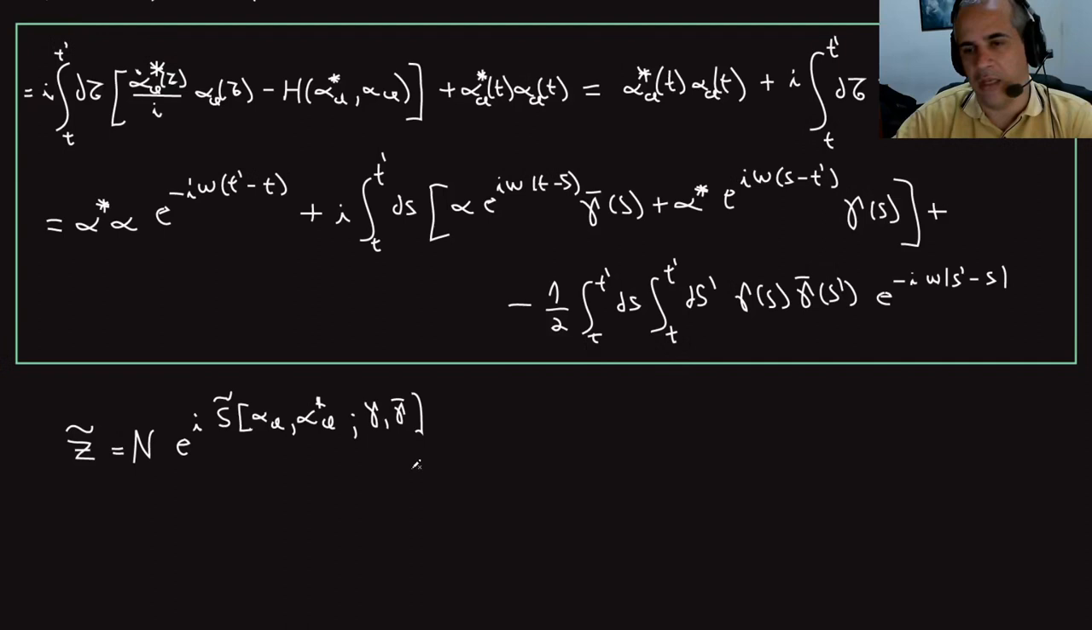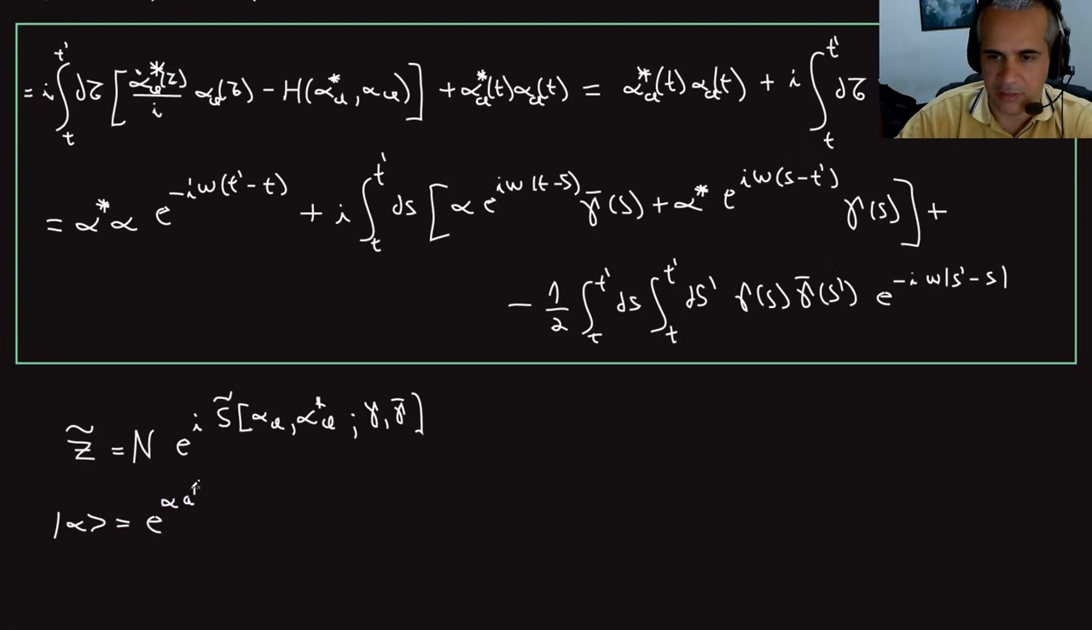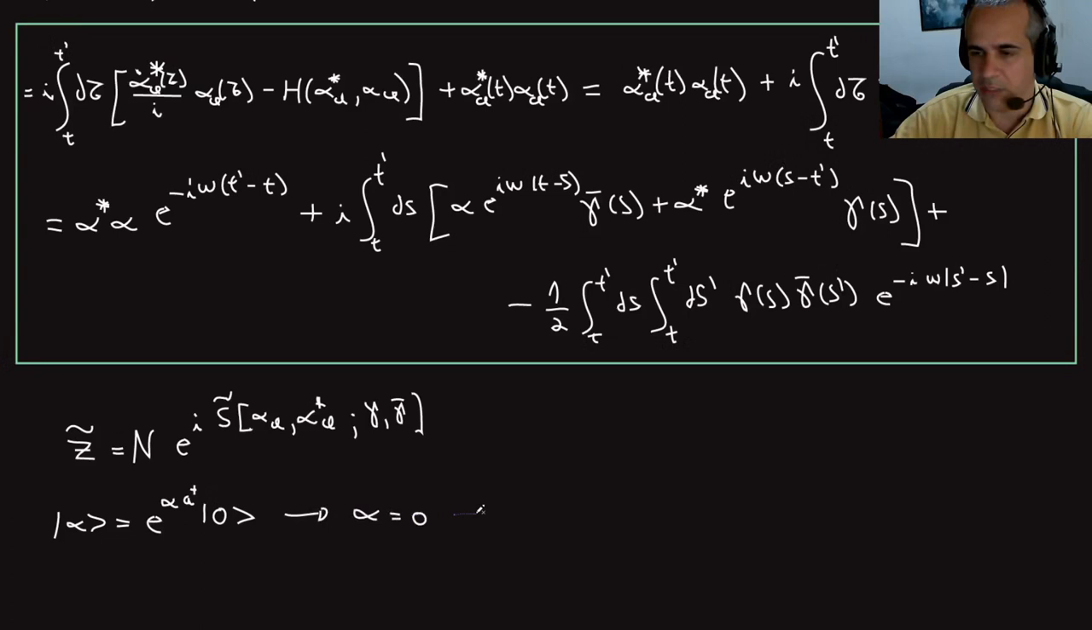And now let's choose some initial and final states to be able to compare this with the previous result. I'm talking about the same system. I'm just using different variables to describe it. Instead of using position, I'm using this harmonic phase space. So let's think a little bit about it. What is the final and the initial state? If I take the definition of alpha as the exponential of alpha a dagger acting on zero, then alpha equals zero means that the state alpha will be the vacuum.